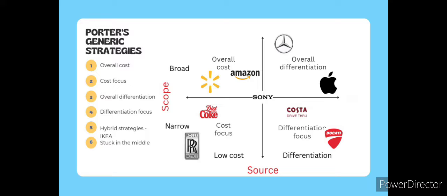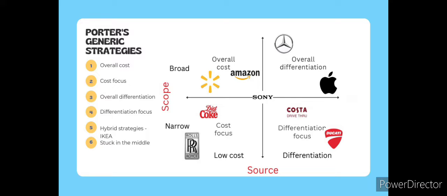In the next quadrant, we have overall differentiation. Overall differentiation is doing something unique, different, or unpredicted to attract consumers and then encourage them to pay more. That is overall differentiation, and it is achieved by higher quality, better brand value, and wider distribution. Examples of this can be Apple and Mercedes.